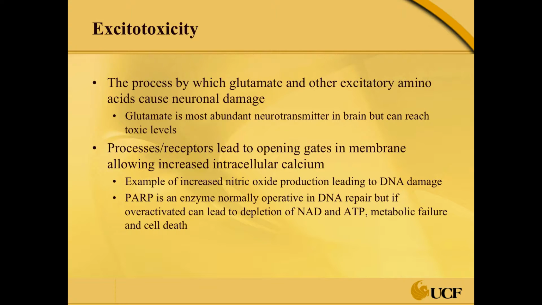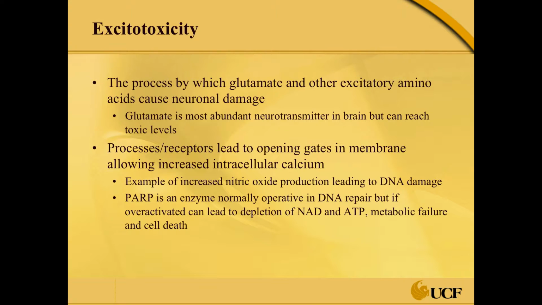Okay, so excitotoxicity, this is the process by which glutamate and other excitatory amino acids cause neuronal damage. And we know that glutamate is most abundant in the brain. It's the most abundant neurotransmitter. Unfortunately, though, even though it plays a vital role in neuroconduction, it can reach toxic levels.